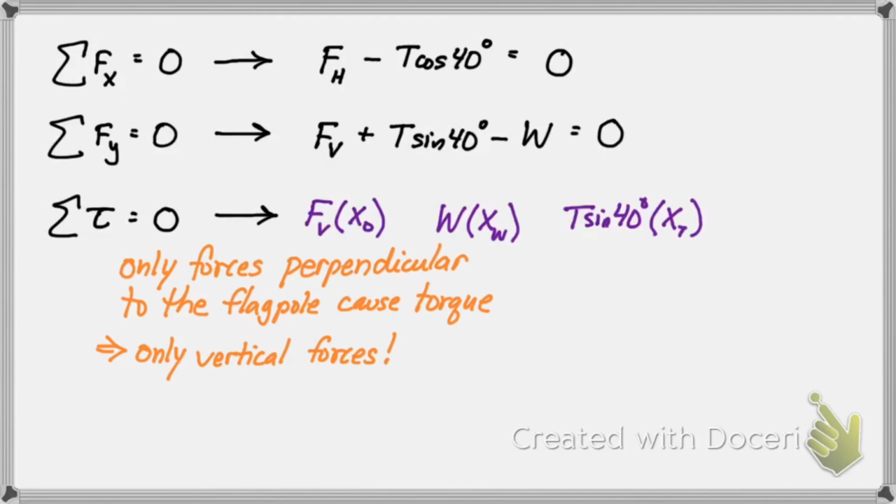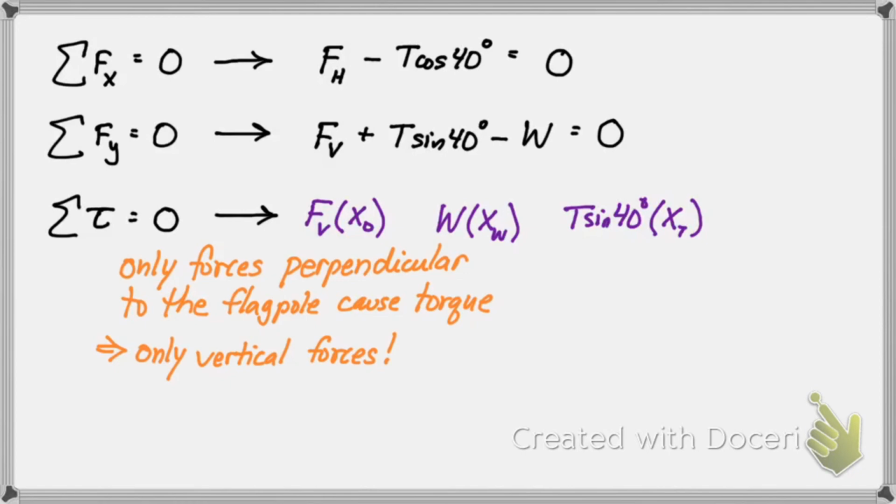Torque is force times distance, so we take those forces, in this case, the vertical bolt force, the weight, and the vertical component of tension, and we multiply them by an appropriate distance, like how far are they from x equals 0. That first one's actually at x equals 0, so it's going to just vanish anyway.